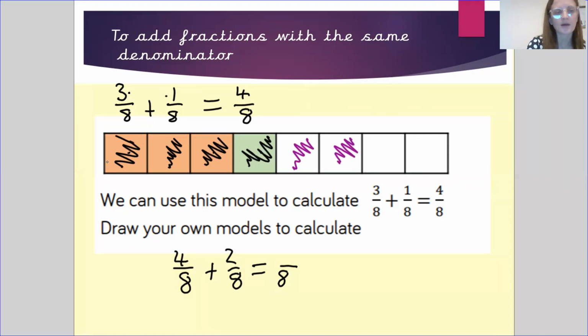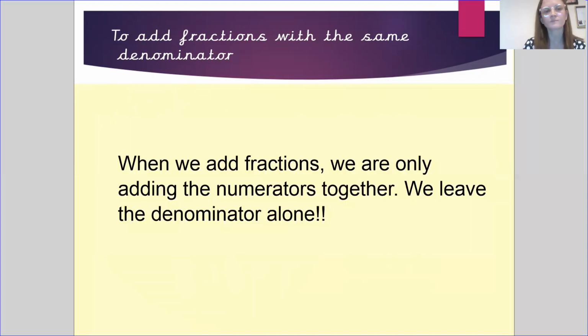And in total, I have 1, 2, 3, 4, 5, 6 eighths colored in. I don't change my denominator because I'm not adding more wholes to this. My whole is still 8. I am just adding more parts to the original. So when we add fractions, we are only adding the numerators together. We leave our denominator alone.